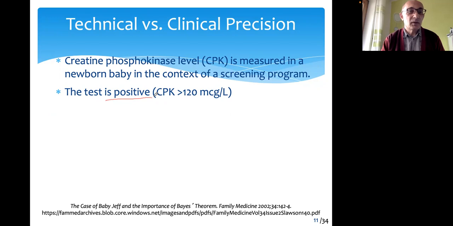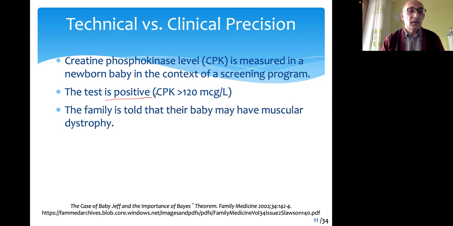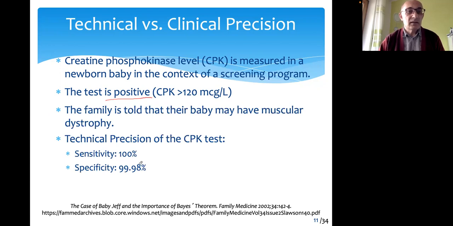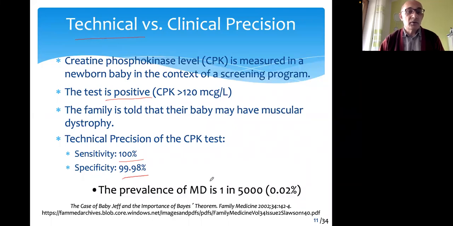What is the probability of that baby having this condition? We have to look, of course, at the test, how well this test functions, how well it differentiates between the sick and healthy babies. For that, we can look at the sensitivity and specificity, which we call the technical precisions of the test. As you see, these are pretty high, 100% sensitive and almost 100% specific. This is a very good test, and we do not have so many of this kind of good tests in our daily clinical practice. However, there is one important point here.